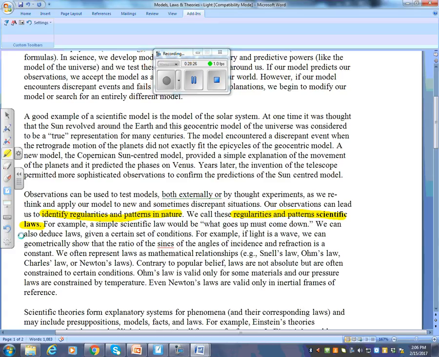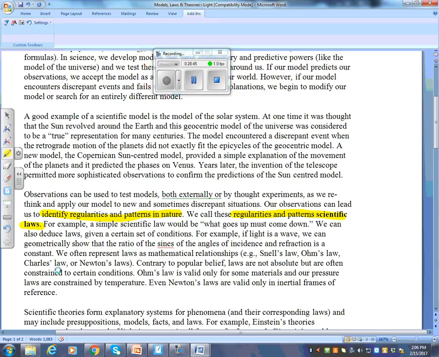We can also deduce the laws given a certain set of conditions. For example, if light is a wave, we can geometrically show that the ratio of the sines of the angles of incidence and refraction is a constant. And we often represent laws as mathematical relationships: Snell's law, Ohm's law, Charles' law, or, as someone said earlier, Newton's law.